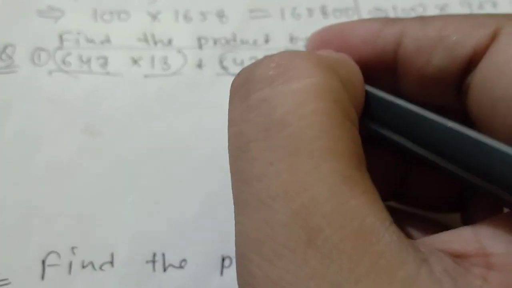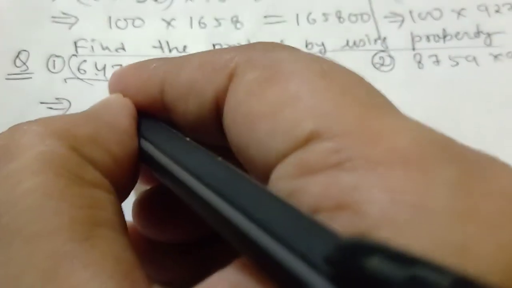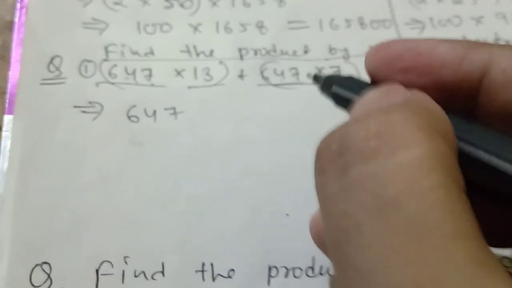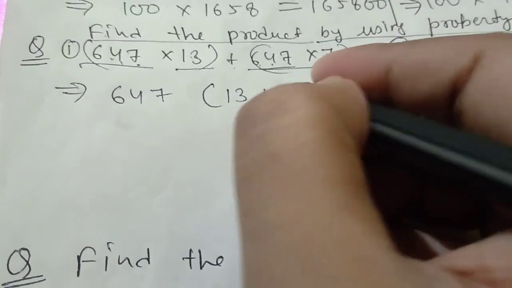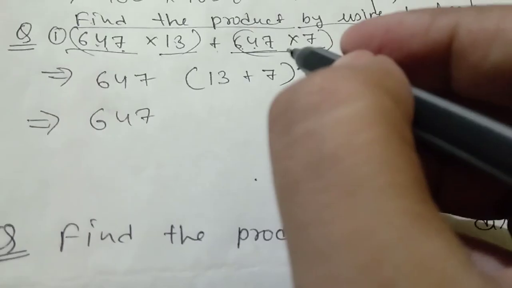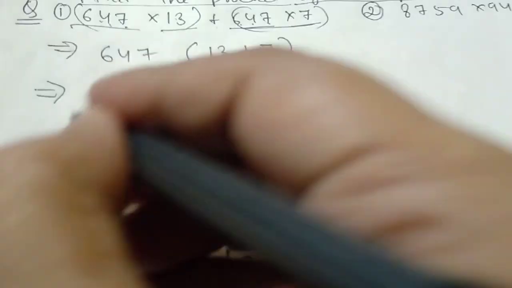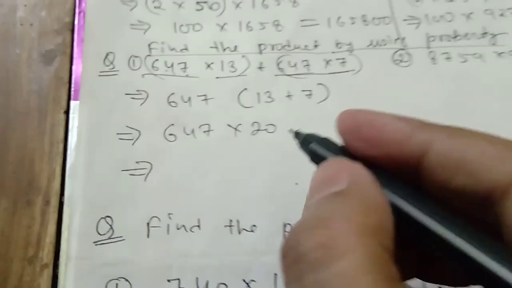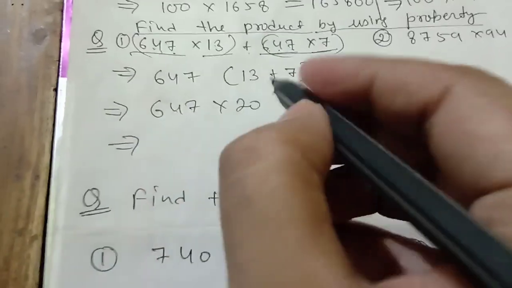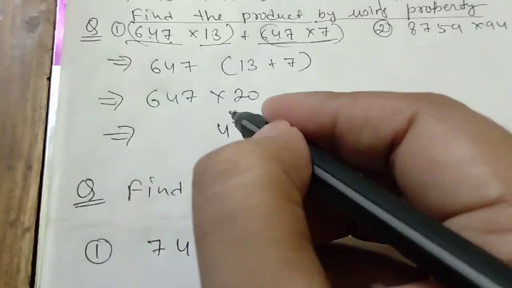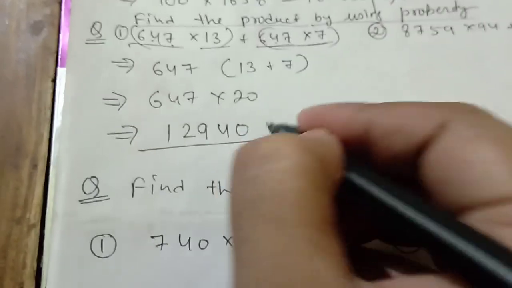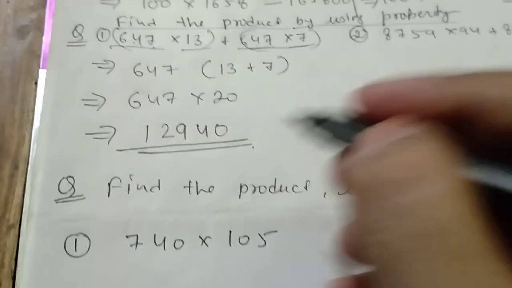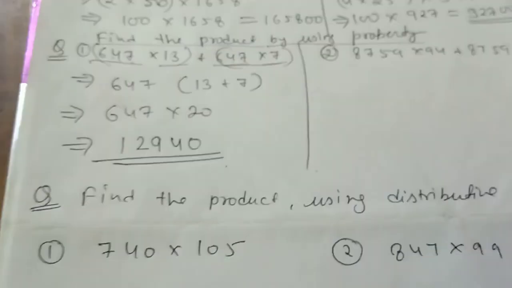647 is a common number. We will write the common number here, 647, and the remaining numbers 13 and 7 will be added. Now 647 as it is, 13 plus 7 added is 20. Now multiply 647 by 20. 2 sevens are 14, 2 fours are 8, 1, 9, 2 sixes are 12, and the zero will be added. So easily we can find the solution of the given numbers.